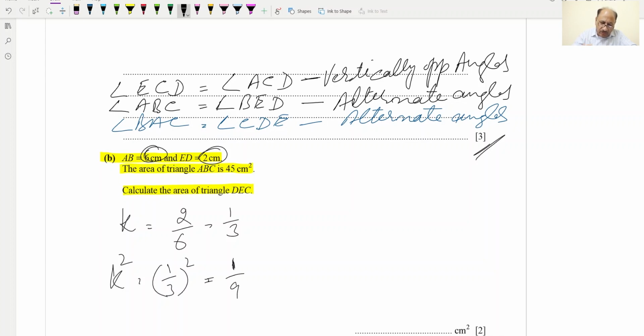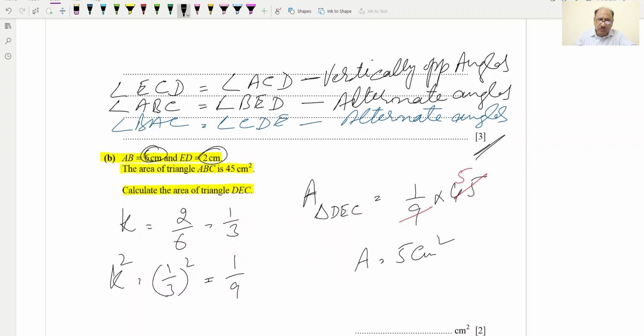To find the area of the smaller triangle, we will be multiplying. So area of triangle DEC will be equal to 1 by 9 into 45. So this will be cancelled. 9 5s are 45. So area will be equal to 5 centimeters square. So we can write 5 centimeters square is already there. So 2-mark question which we are done.